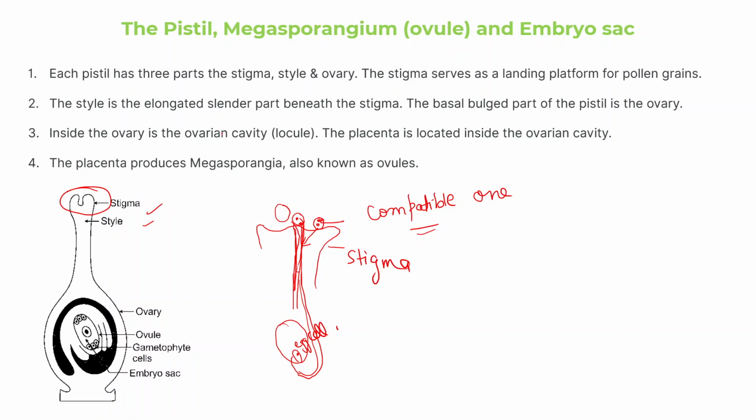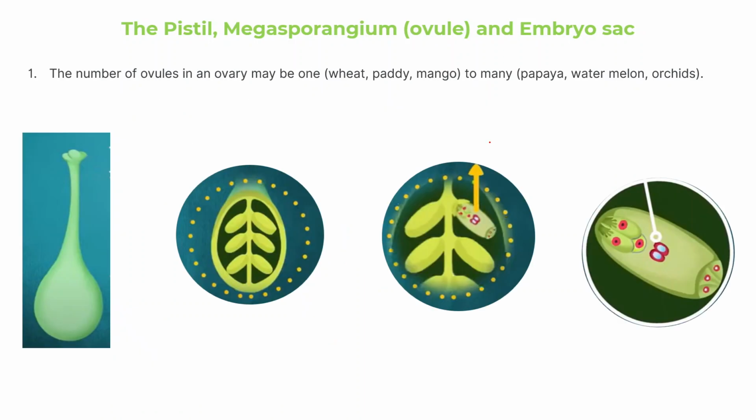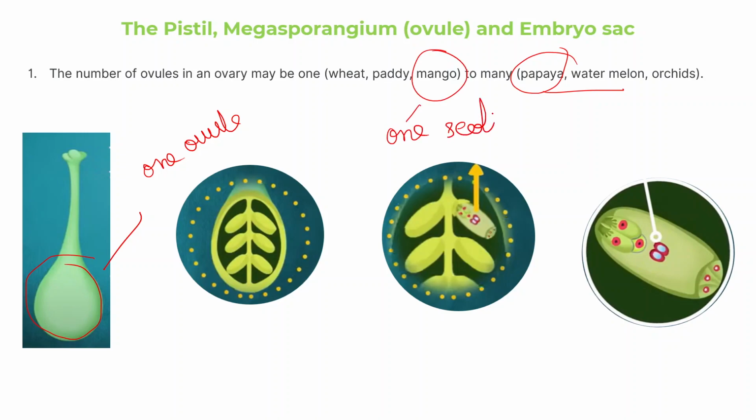So, this style is the elongated cylinder part beneath the stigma. The basal bulbous part of the pistil is the ovary, and inside the ovary is the ovarian cavity. So now all you need to know about this ovule structure is that this is our ovary, and it sometimes has one ovule, or sometimes it has so many. For example, in papaya you see there are lots of seeds, but in mango you will only see one seed. The cases have been seen like in watermelon and papaya having so many seeds, so many ovules.